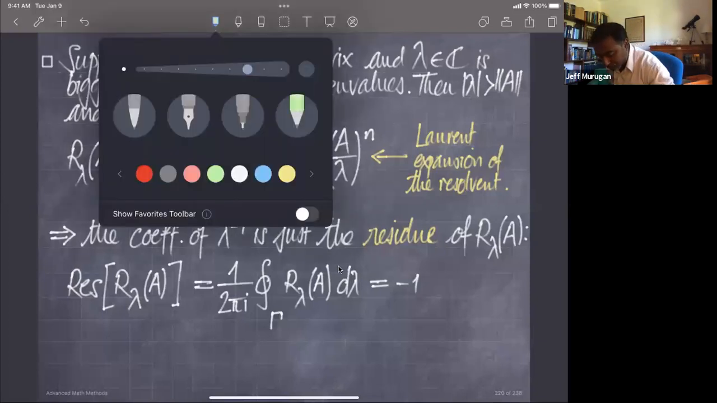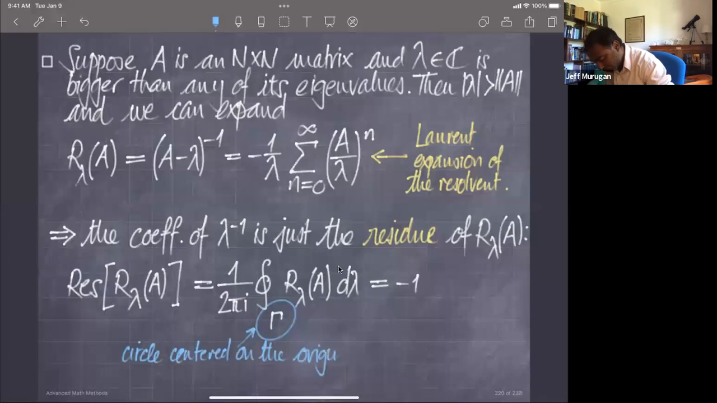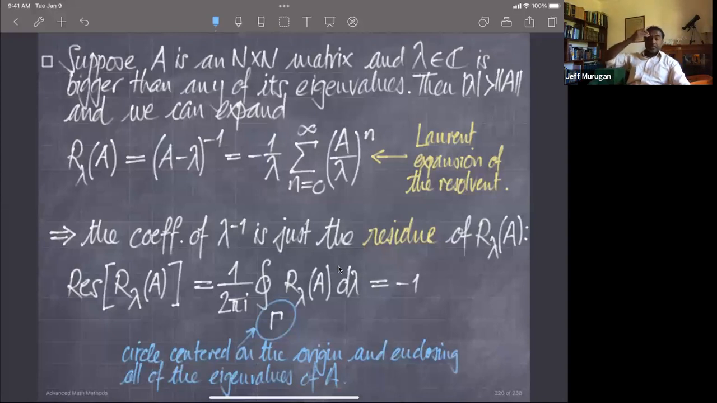So just one point to note here is that this curve gamma, this closed contour, I will pick as a circle centered on the origin and enclosing all of the eigenvalues of the n by n matrix A. Okay.